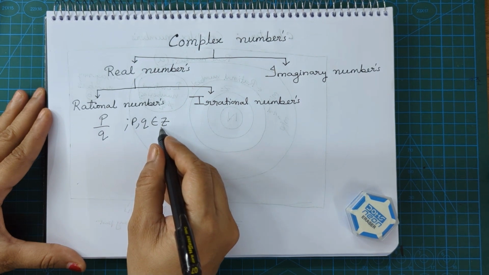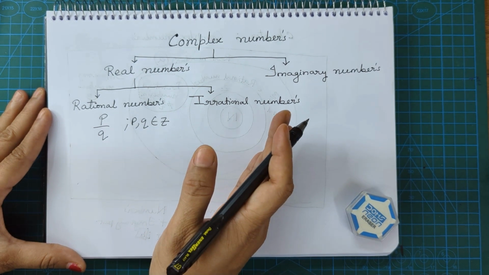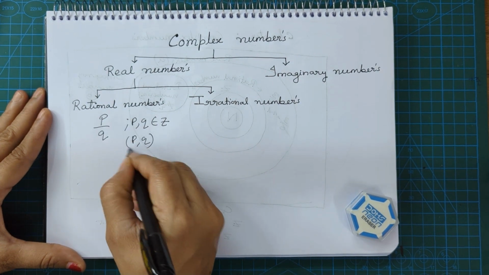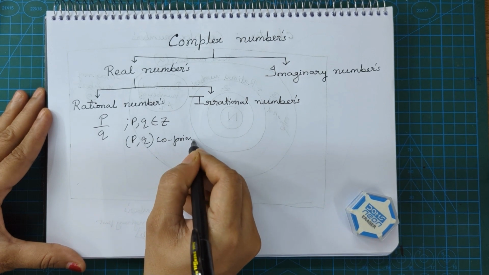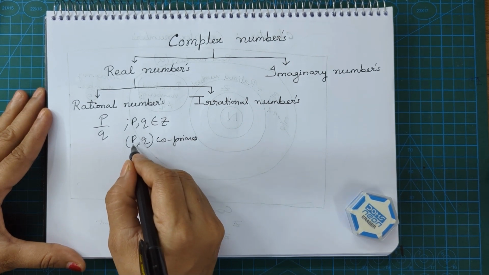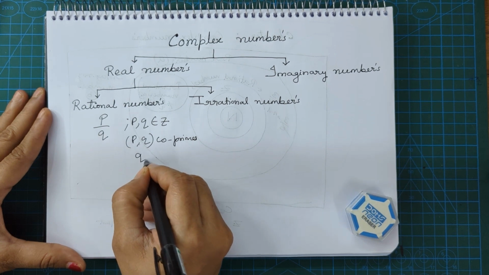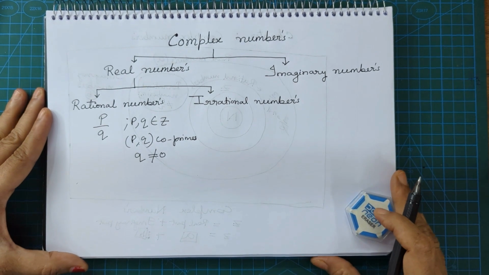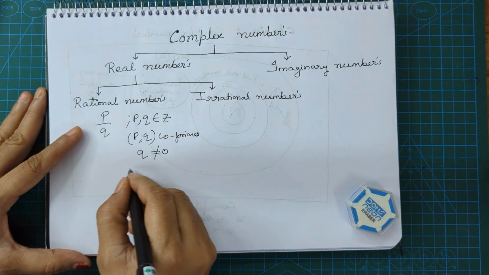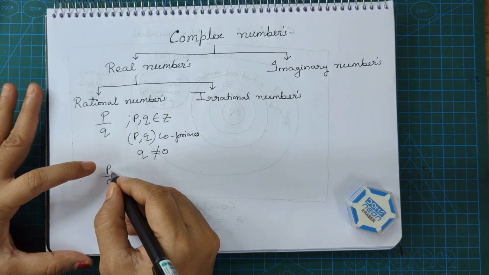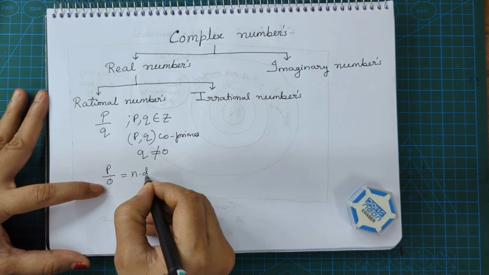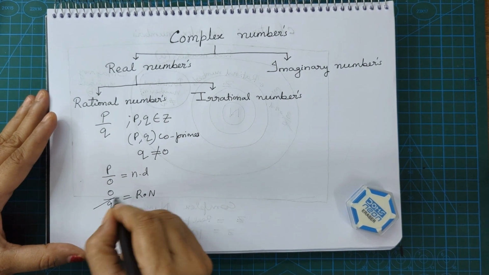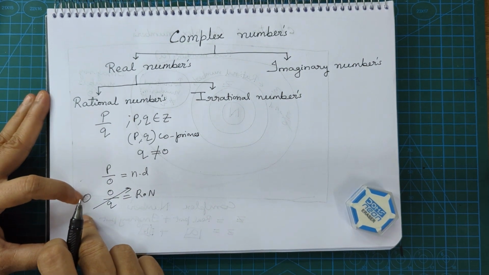Integers are those numbers which consist of 0, positive natural numbers and negative counting numbers. Here p and q are co-primes. Co-primes means they need not be prime numbers, but they have no factor in common, and the denominator q should not be 0. What happens if denominator q turns 0? Then this number appears in the form of p by 0. A number by 0 is not defined, whereas 0 by a number is a rational number, to tell that 0 is also a rational number.